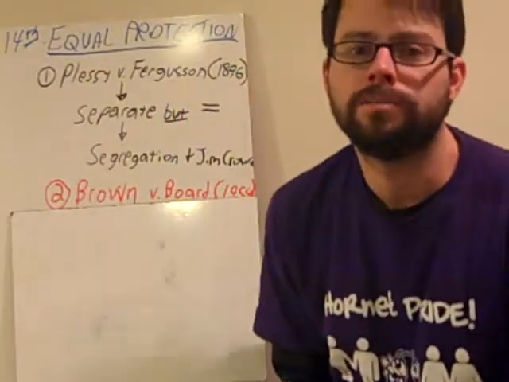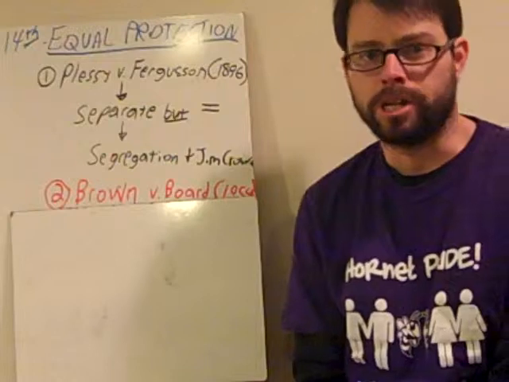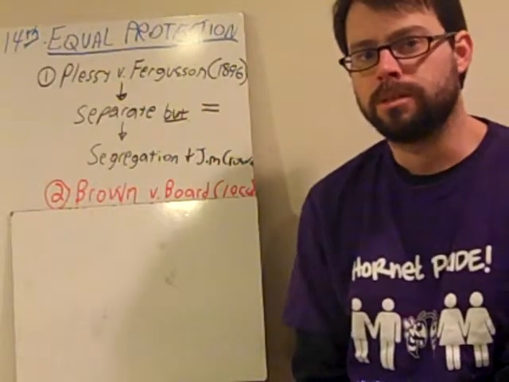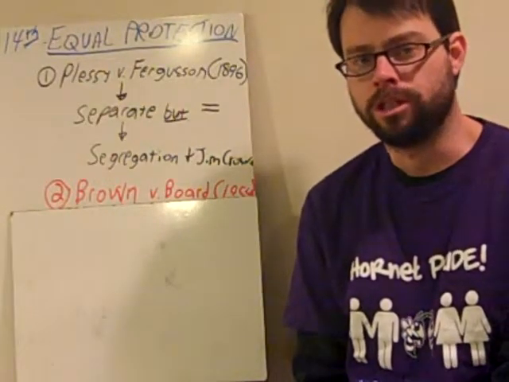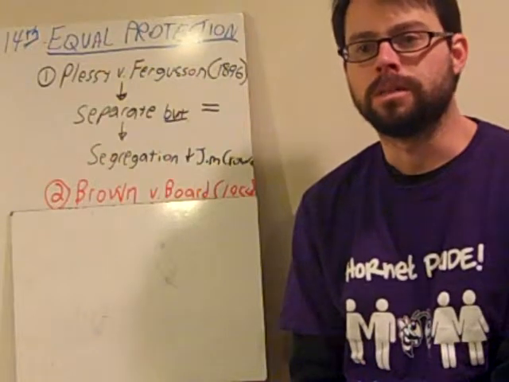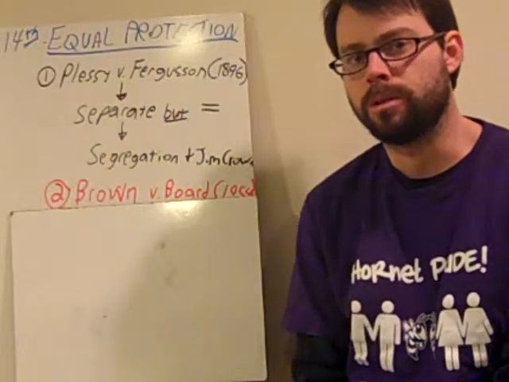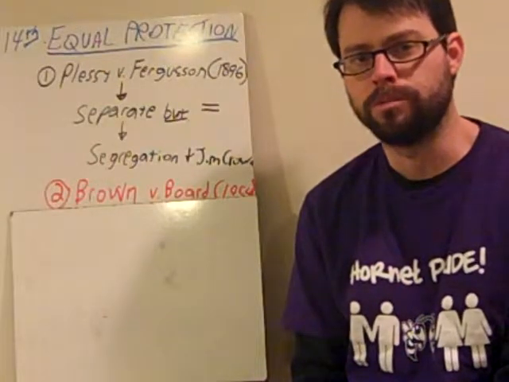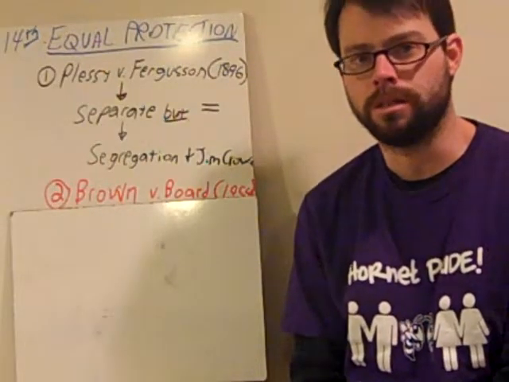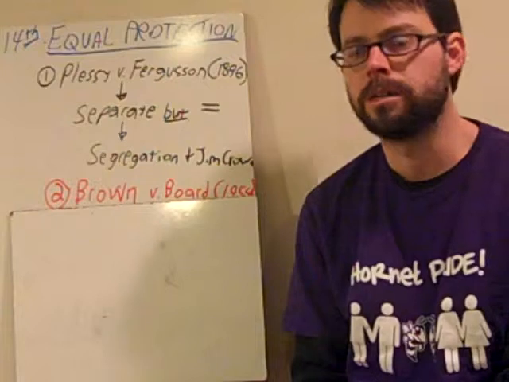This mini lecture is about the 14th Amendment Equal Protection Clause. The 14th Amendment was passed during Reconstruction after the Civil War. It was designed to make sure that the rights of citizenship were bestowed on everyone who was born in the United States, regardless of having been a slave or not.